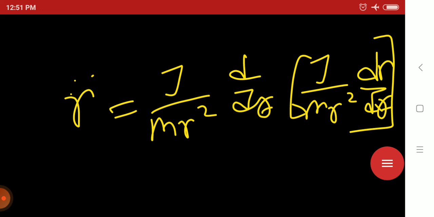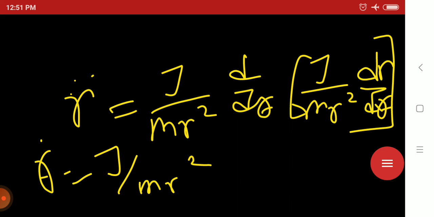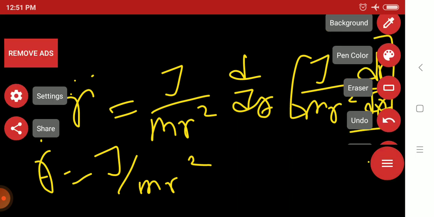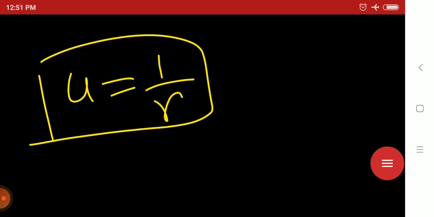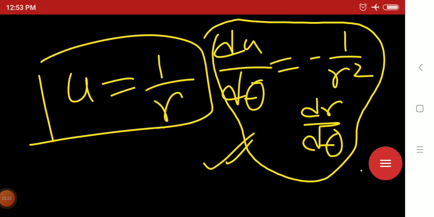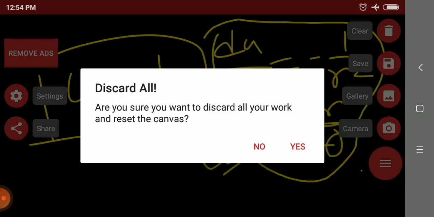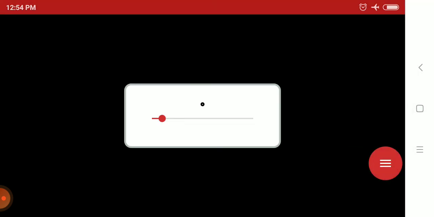Again, d theta by dt means theta dot, and theta dot equals j by mr square. Now for our calculation, suppose u equals 1 by r. So du by d theta, what will we get? We get minus 1 by r square dr by d theta. After putting all these things in the equation, we have du by d theta also in the equation.